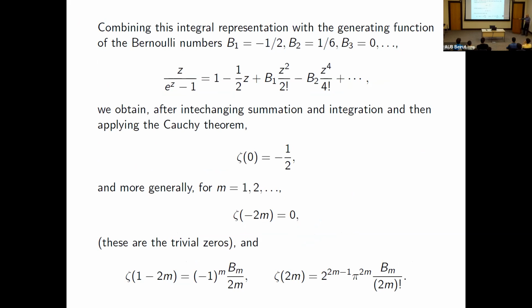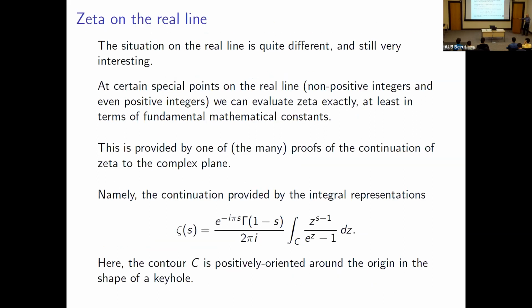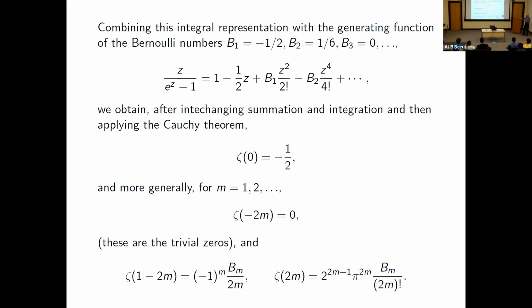So if you take this formula for the generating function and plug it back into the integral representation here, you multiply and divide by z, which you're allowed to do because your contour never passes 0, it's around 0. Then you use Cauchy's theorem from complex analysis to evaluate the residues. You get the value of zeta at 0 is -1/2. And then you get the value of zeta at the negative even integers is 0.